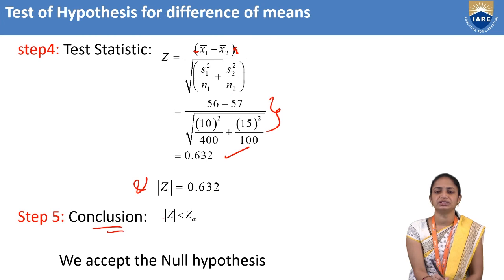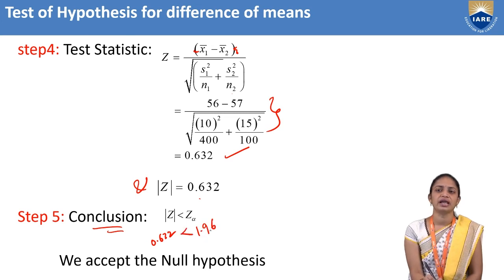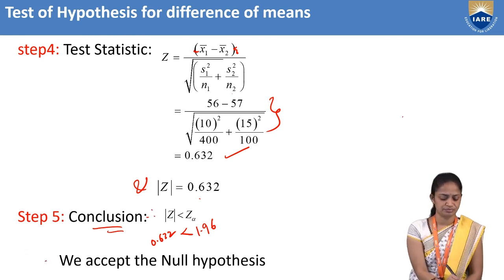So the conclusion here is modulus of z less than z alpha. Because the modulus of z value is 0.632 and the z alpha value is 1.96. So 0.632 is less than 1.96. Therefore, modulus of z less than z alpha. So therefore, we accept null hypothesis.